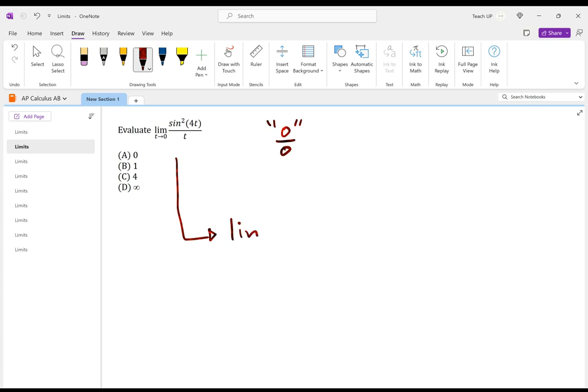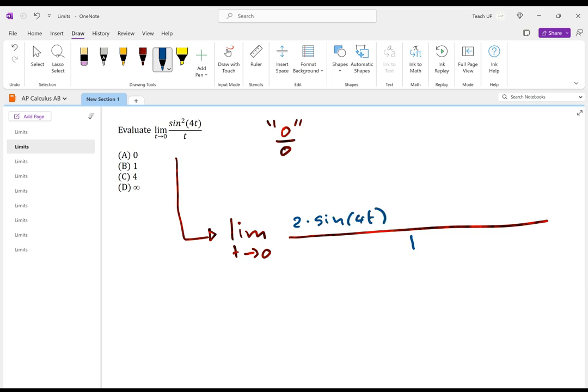L'Hopital's rule says we can find the limit we're looking for by taking the limit as t approaches 0 of this quotient. We're going to take the derivative of the numerator divided by the derivative of the denominator. Here I'm going to start with the denominator because it's so much simpler. It's 1. And for the numerator, we must remember to use the chain rule here. So we're going to have 2 times the sine of 4t, which takes care of the power rule, times the cosine of 4t, because the derivative of the sine function is the cosine function, times 4.